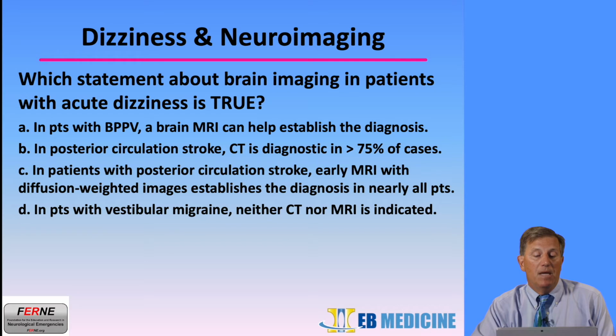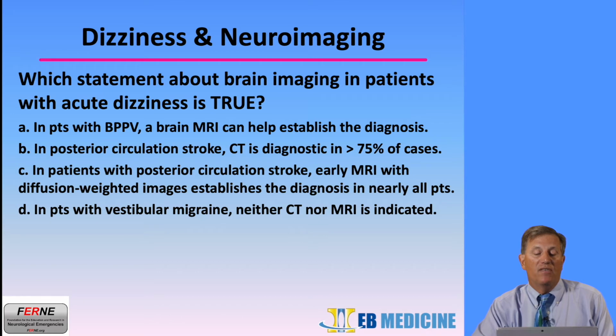A, in patients with BPPV, a brain MRI can help establish the diagnosis. Doesn't sound like it's true. We know that MRI can miss the diagnosis, especially early. B, in posterior circulation stroke, CT is diagnostic in greater than 75% of cases. Again, that doesn't sound true. In posterior stroke, CT can be negative quite often. C, in patients with posterior circulation stroke, early MRI with diffusion-weighted images establishes the diagnosis in nearly all patients. That again doesn't sound true because early MRI can be negative, as we just stated.